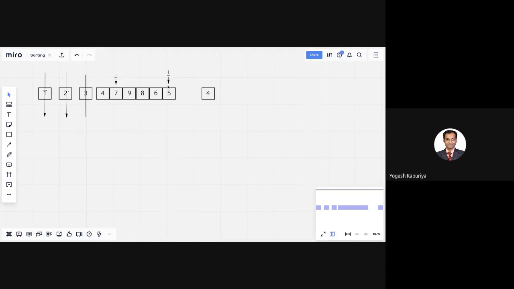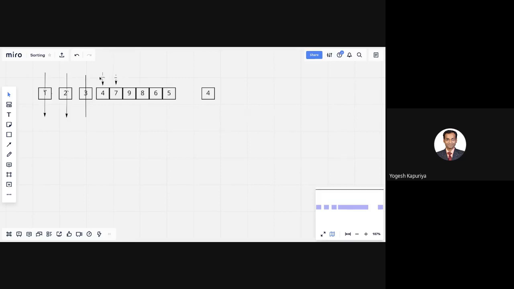Task of J is to skip all the numbers which are greater than pivot. Pivot is 4. 5 is greater than pivot, 6 is greater than pivot, 8 is greater than pivot, 9 is greater than pivot, 7 is greater than pivot. Then it comes here. 4 is not greater than pivot, so J stops.